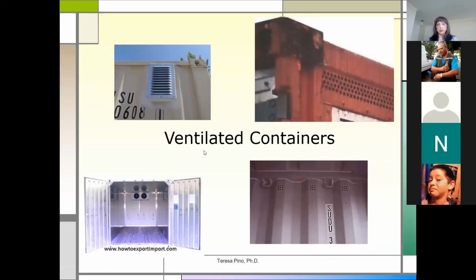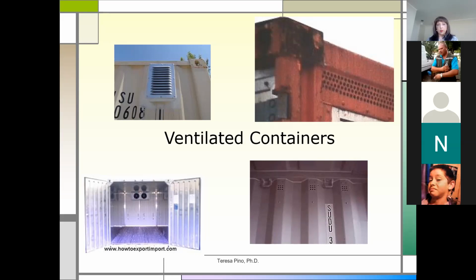This is the ventilated container. If you remember when we were talking about the alcoholic drinks, they need ventilation six times in an hour. So every 10 minutes, they need to be ventilated. These, as you can see here, are the ventilators. So they avoid condensation of humidity inside the container.